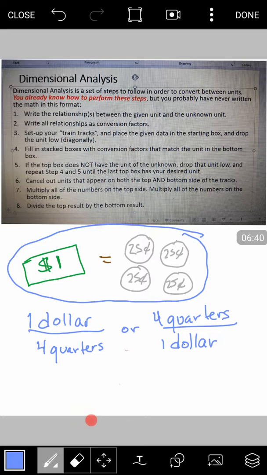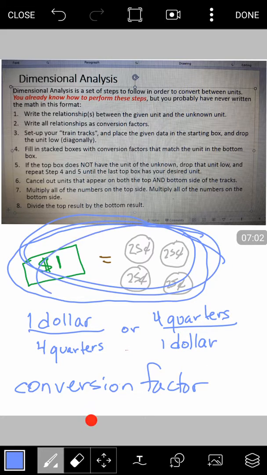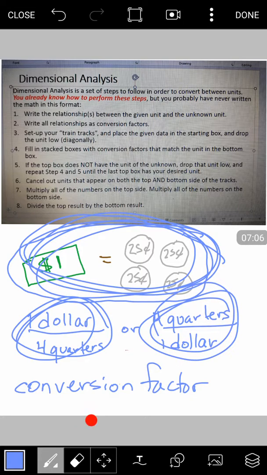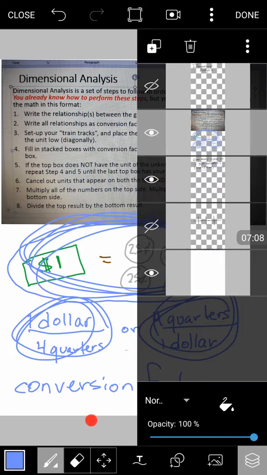The only time that the fraction orientation matters is when we actually do the train track step of dimensional analysis, which is going to come a little later. Okay, $1 over 4 quarters or 4 quarters over $1. This is what we call a conversion factor. It is a relationship written as a fraction. Very basic. And that was step 2.